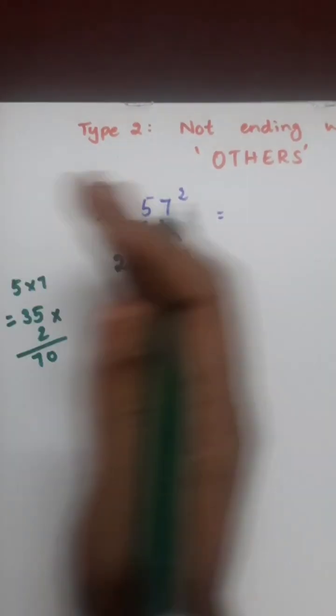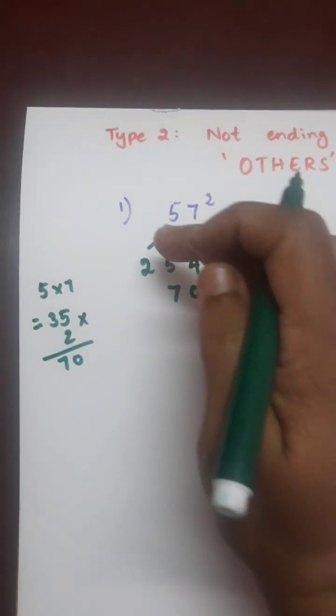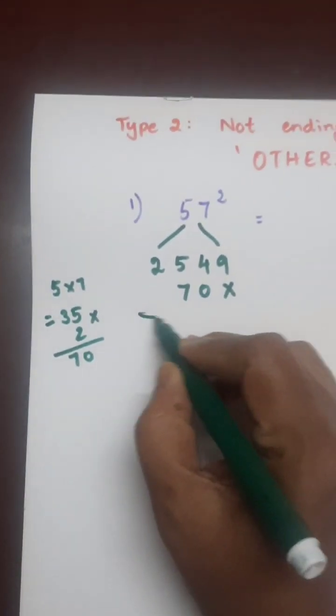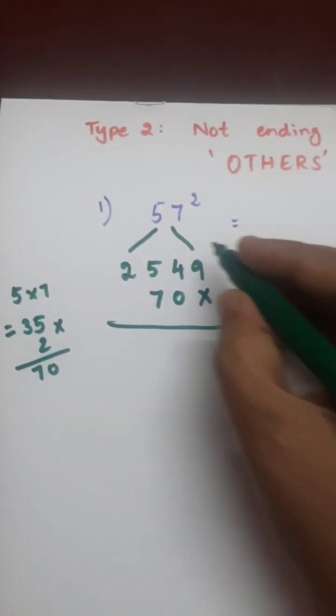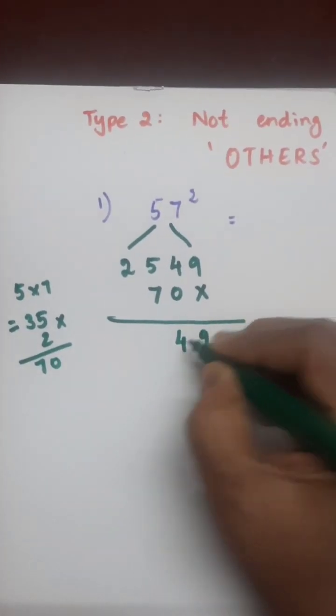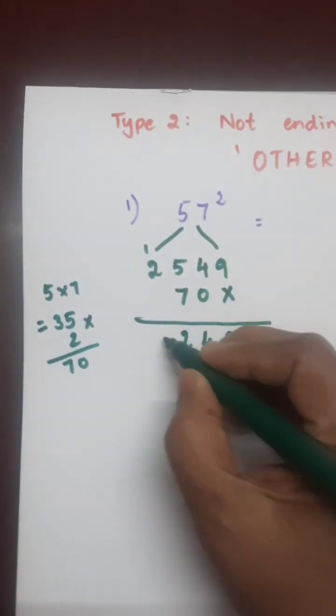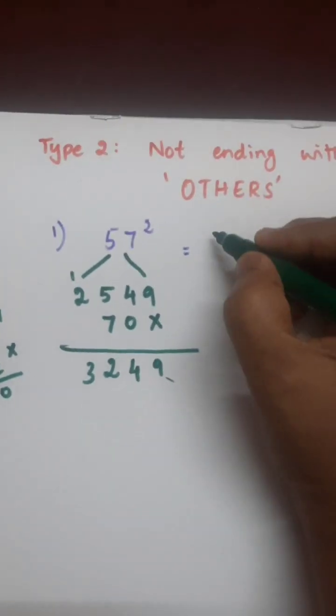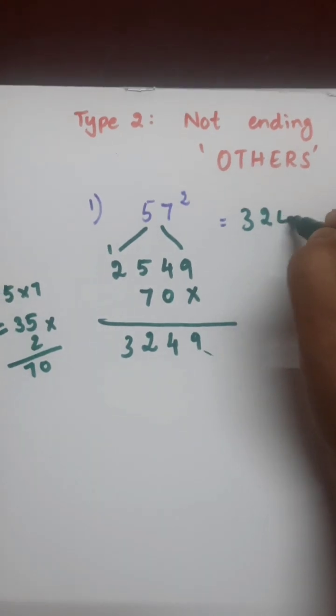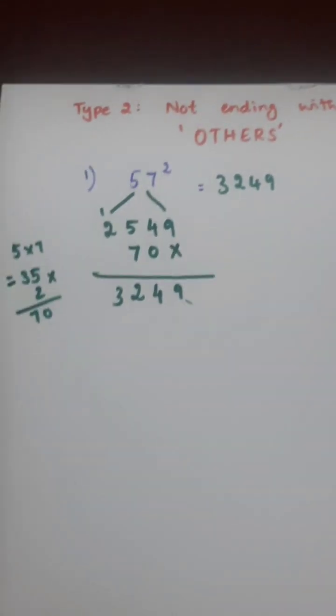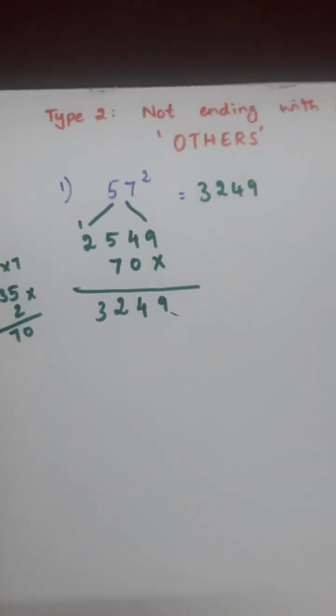Starting from this side, below 4 you will write 0, below 5 you will write 7. Now add these two. 9, 4, 5 plus 7 is 12, carry 1, so 3. Now the answer is 3249. That's all. 57 square is 3249.